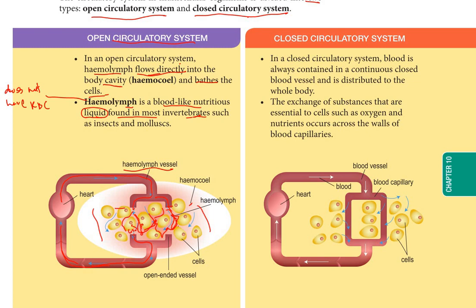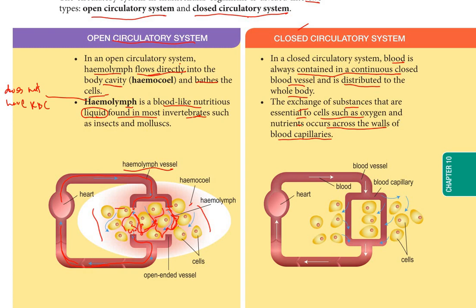So what happens in the closed circulatory system? In a closed circulatory system, blood is always contained in a continuous closed blood vessel and is distributed to the whole body. So the blood vessels may be veins or arteries, just remember that. The exchange of substances that are essential to cells, such as oxygen and nutrients, occurs across the walls of blood capillaries. So you must remember, in the closed circulatory system, the substance that flows is blood.